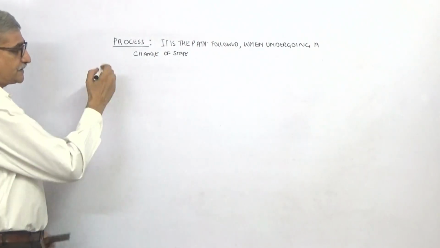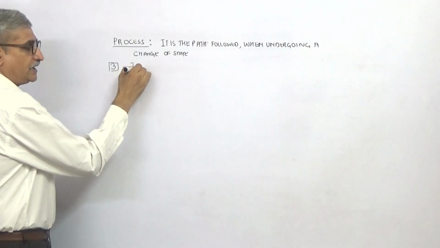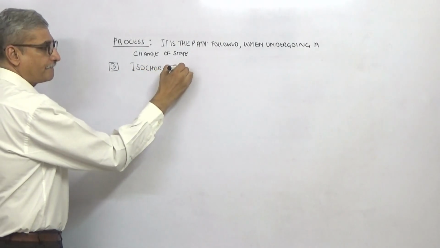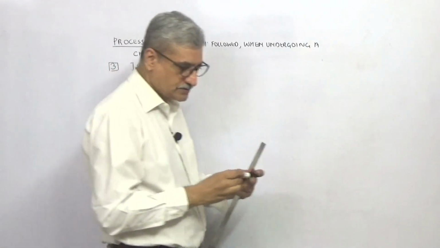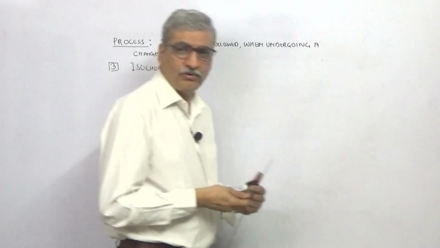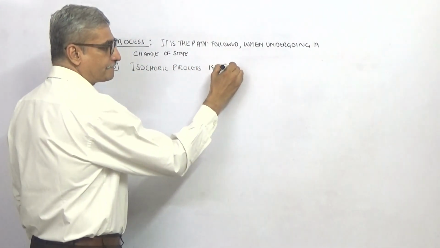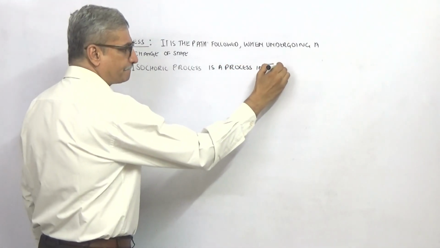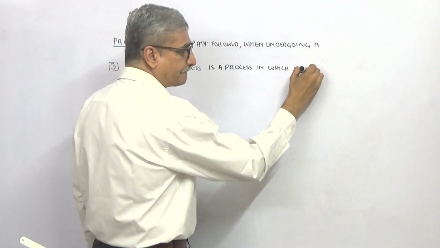The third one is the isochoric process. So what is an isochoric process? An isochoric process is a process in which volume remains constant.